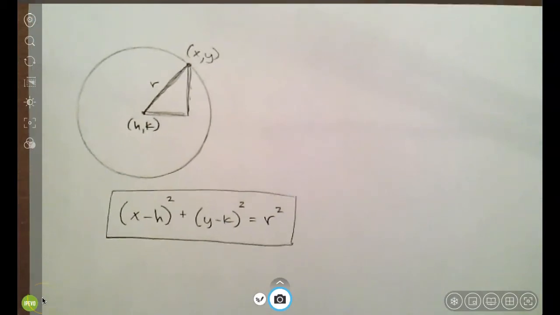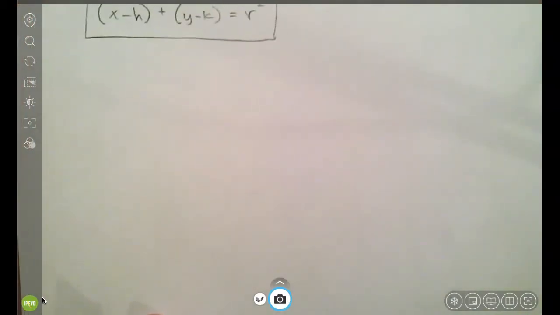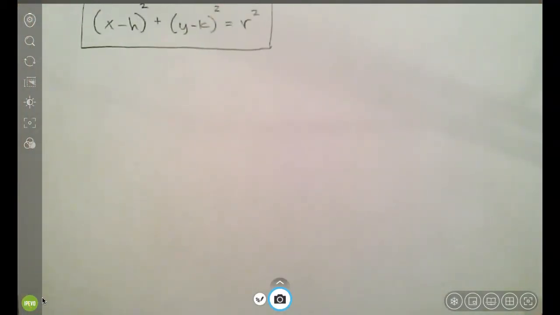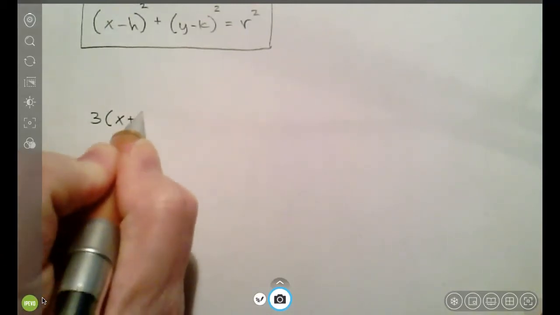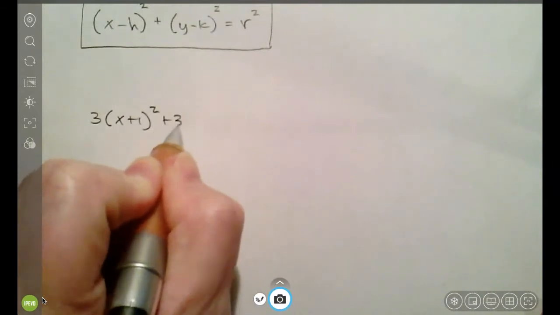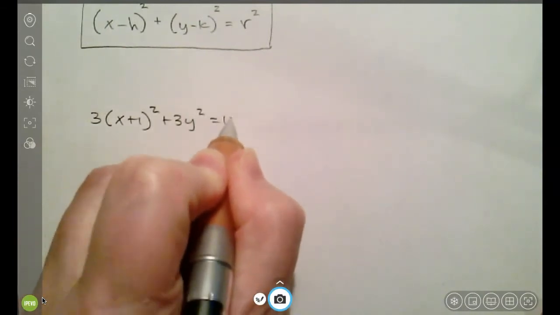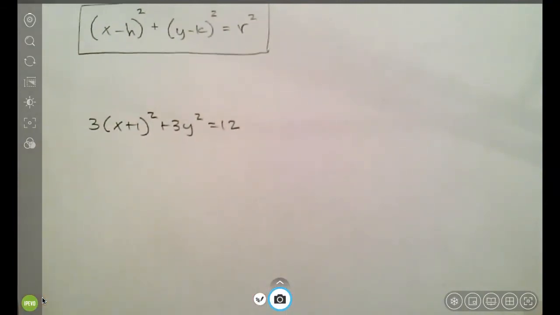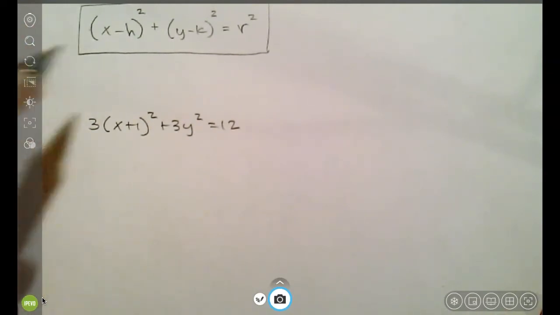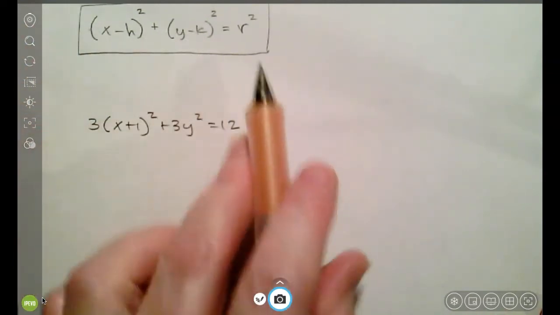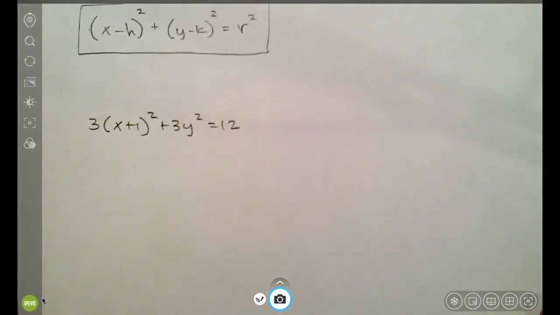Let's take a look at some examples. So for the first one, I want to look at if you're asked to find the center and the radius of a circle. If you're given this equation, we have 3 times (x plus 1) squared plus 3y squared equals 12. So if I want to know the center and the radius of this circle, if I can get this equation to look like this, then I can go ahead and just pull the coordinates of the center out of here and then take the square root of this number to get my radius.